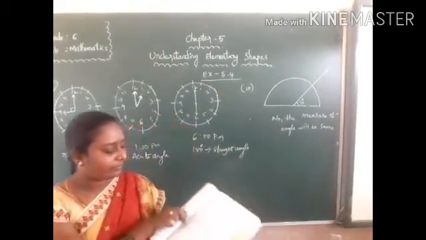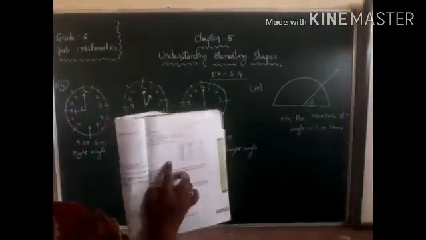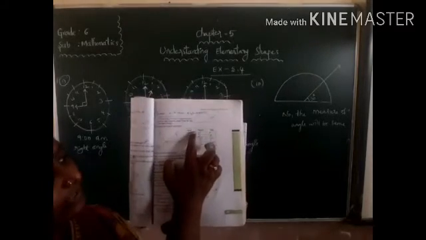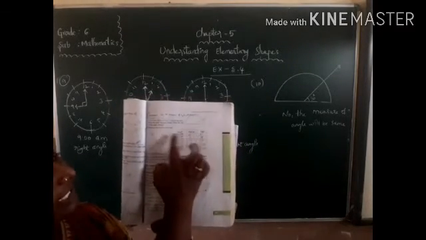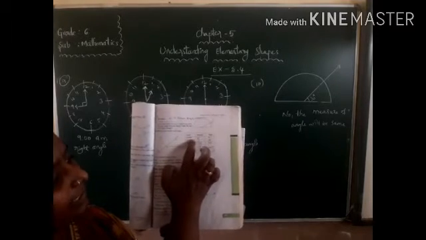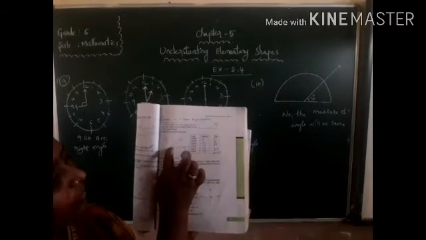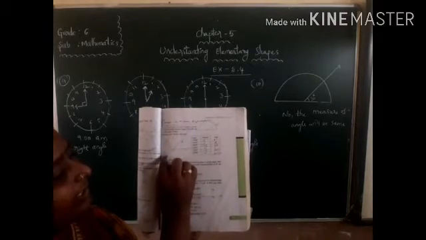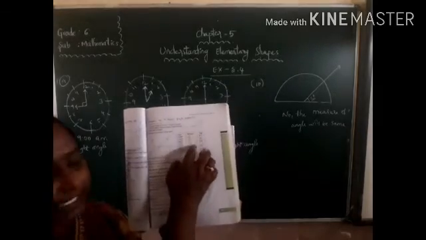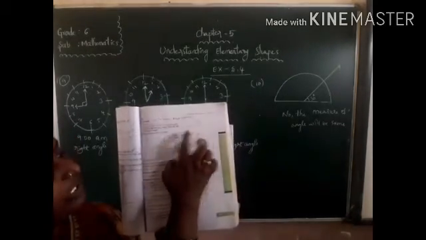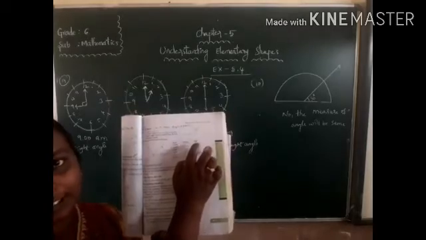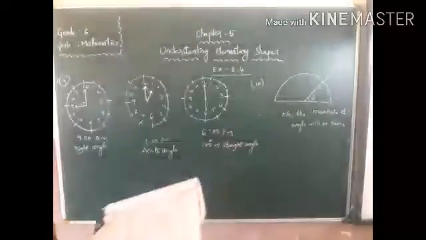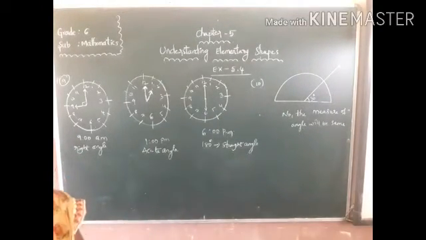Okay, so here one figure is given. This figure you have to measure with the help of a protractor and fill this one. How much angle contains angle AOB, angle AOC, angle BOC, angle DOC, angle DOA, angle DOB. So write that angle here and which type of angle that is, you fill in the table. Okay, children? Is it clear? Nice.